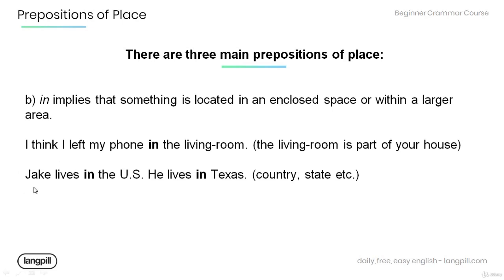And in this sentence, Jake lives in the US. He lives in Texas. In the first sentence, the preposition of place in refers to the country, US. And in the second sentence, the preposition of place in refers to the state.